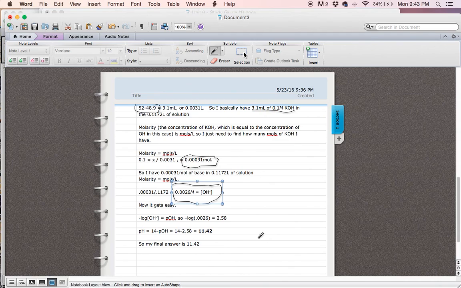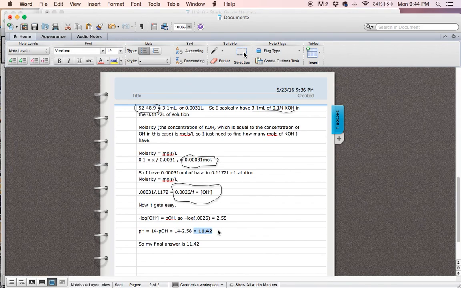I've got a concentration of hydroxide. I need to get a pH. I need to take the negative log. That gives me the pOH. I need to take 14 minus the pOH, and voila, here we are. Well, here we are, and I get 11.42, and that should be my final answer.